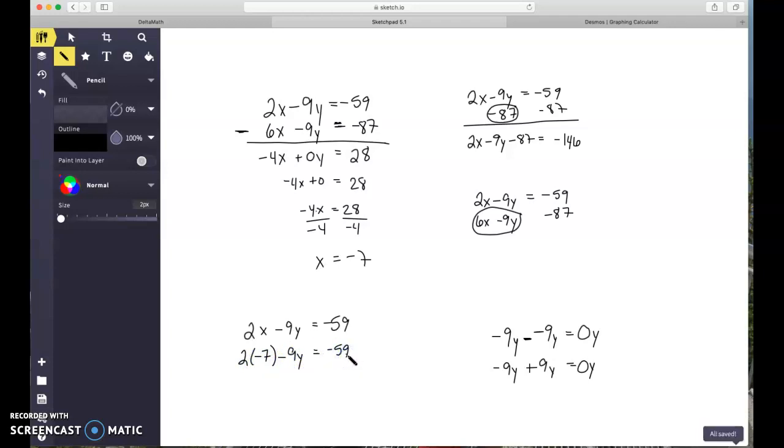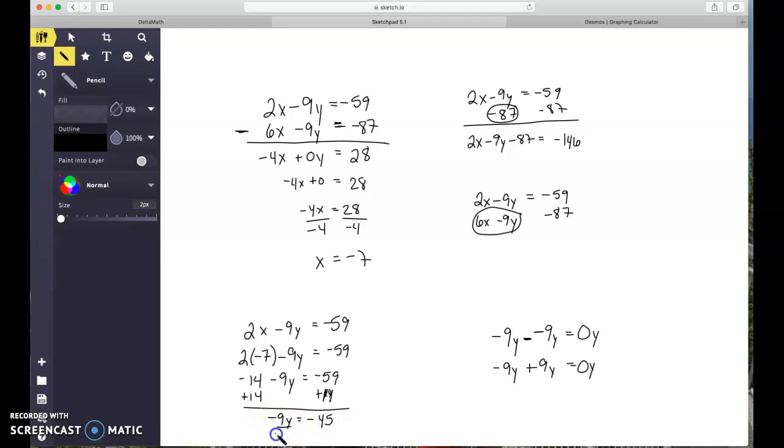And now I'm going to simplify and solve to find what y is. So 2 times negative 7 is negative 14. Minus 9y equals negative 59. I'm going to add 14 to both sides of my equation. Whoops, that's a 14. Sorry, it's a little sloppy. So I end up with negative 9y equals negative 59 plus 14 gives me negative 45.